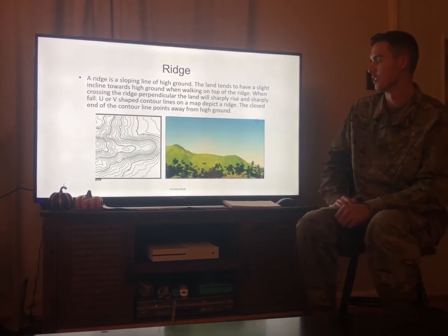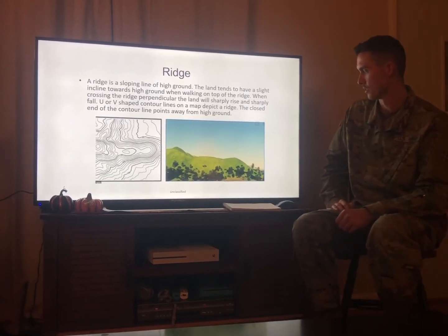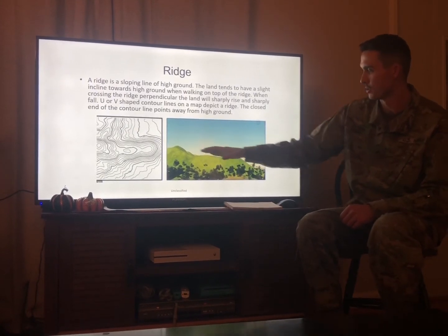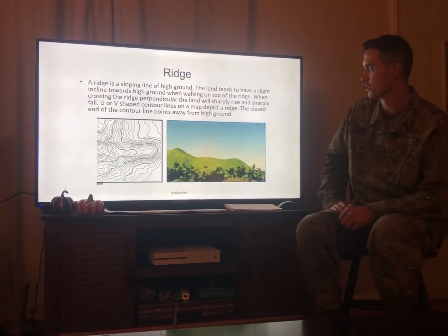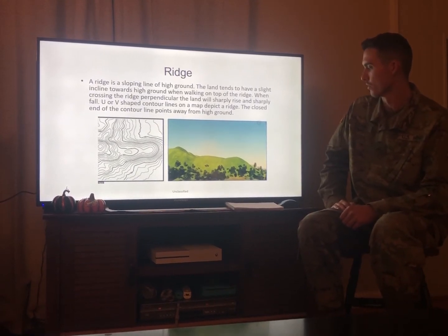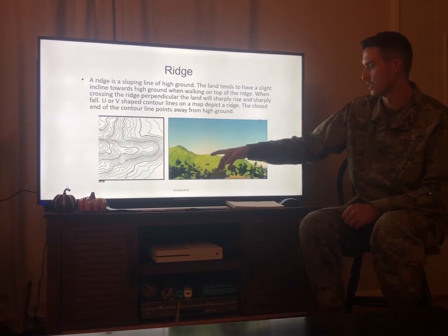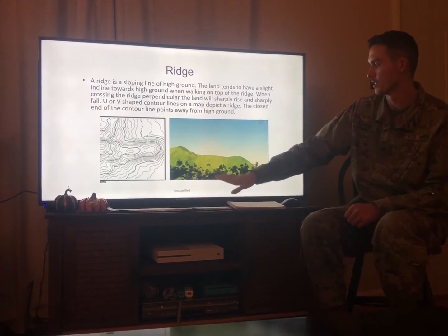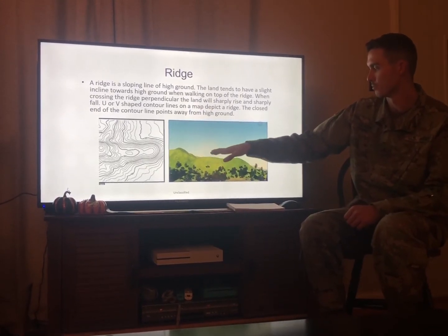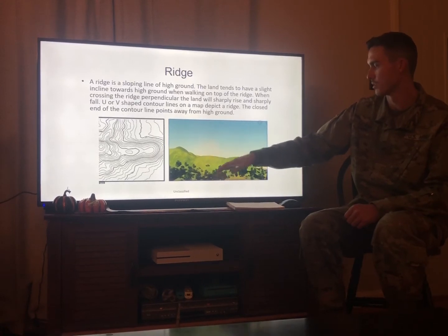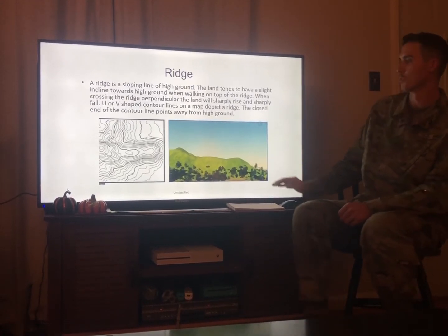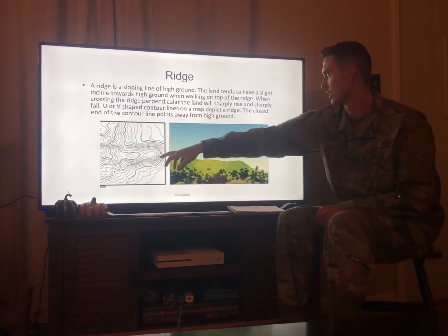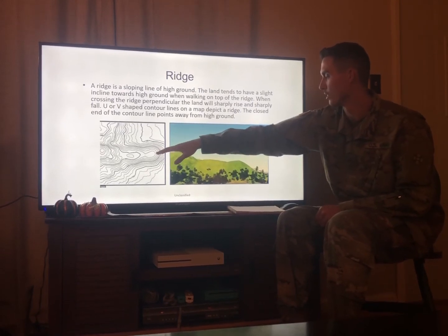Next feature is a ridge. It's a sloping area of high ground, as depicted in this picture. Even though it plateaus right here, it generally has a sloping feature to it. If you were to walk along the top part of the ridge, it'd have a gradual slope to it. Crossing it perpendicularly, you'd have a very steep incline, then you'd plateau at the top, and then a very steep decline on the other side of it. The closed features of the contour lines on the map point away from the high ground.